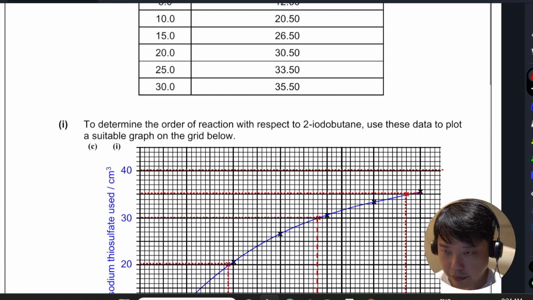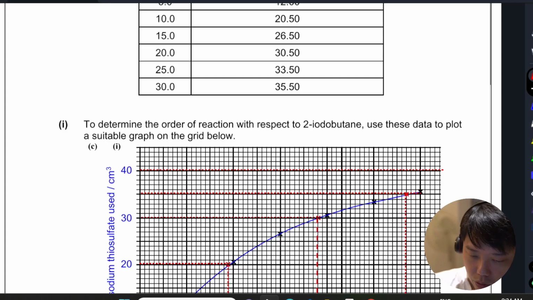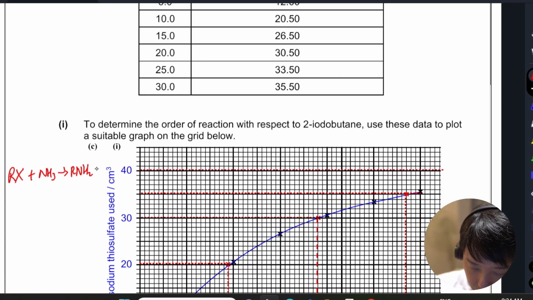So basically NYJC, they have one additional step. When you have the RX reacting with ammonia, you get amine, and then you also get the I minus. This I minus is then displaced to become I2 by chlorine. Then this I2 is then titrated by thiosulfate, back to I minus.